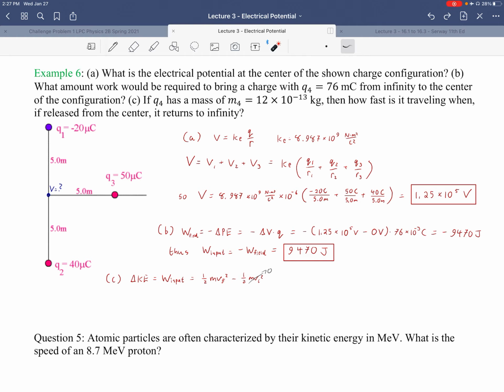Okay, finally in part C, if Q4, which now we're given its mass, is released, how fast will it be going when it returns to infinity? Because after all, these are the foothills. If you just let it go, it's going to roll back downhill to infinity over here somewhere. That's infinity, that far away.